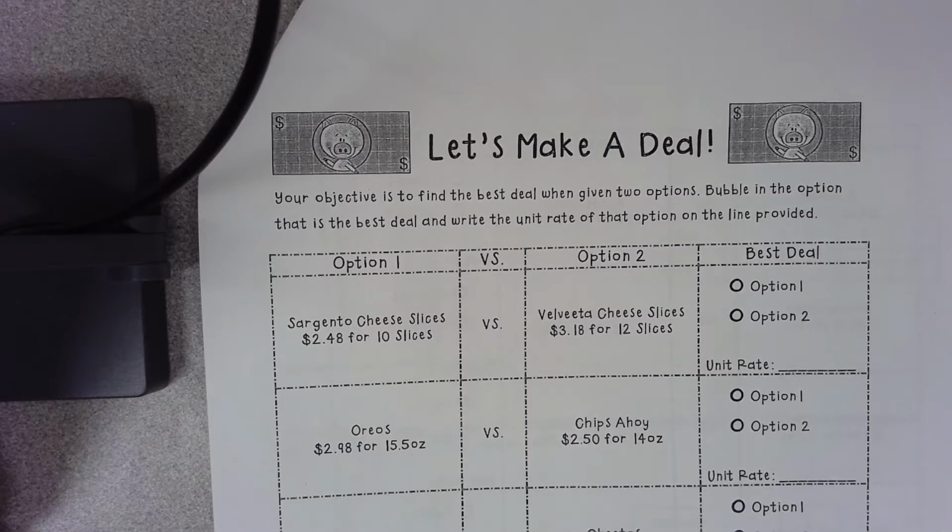So a lot of the times I will find myself in the grocery store grabbing my calculator quick, trying to figure out, okay, this brand versus this brand, if I get 20 slices of this or 20 pieces of this versus 15 pieces, what am I actually getting the better deal on? So that's what we're trying to learn today. So let's make a deal.